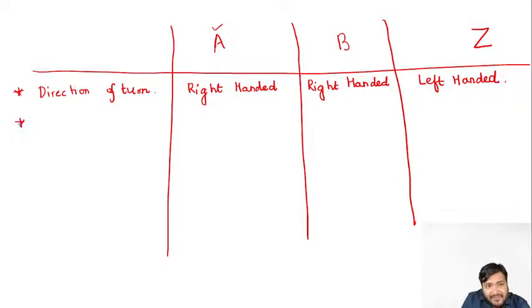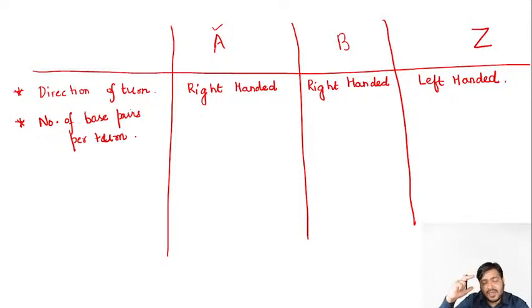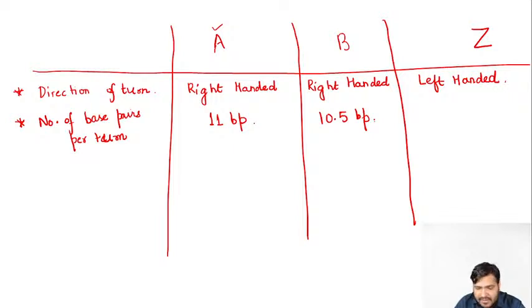The other parameter I will use to distinguish them is the number of base pairs per turn. We read earlier that per turn, that is the pitch, there are 10 base pairs in general. But in A, B and Z, remember that in A type of DNA it is 11 base pairs. B is 10.5 base pairs. And Z is 12 base pairs.